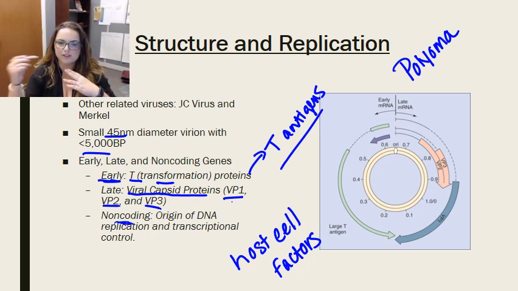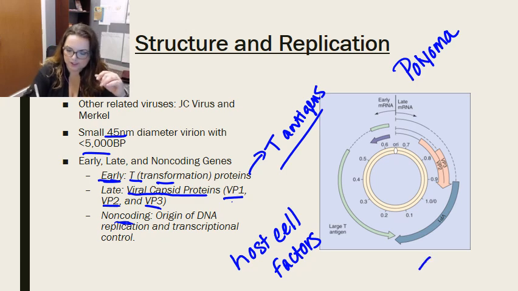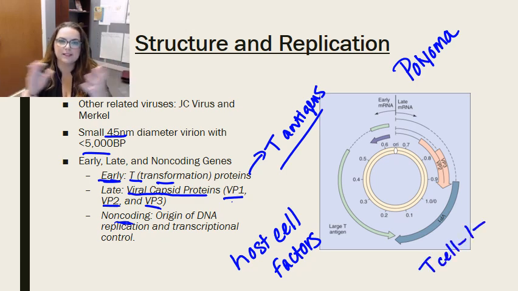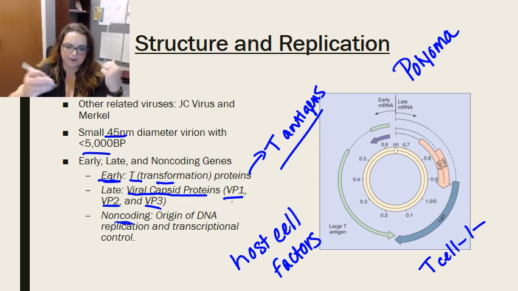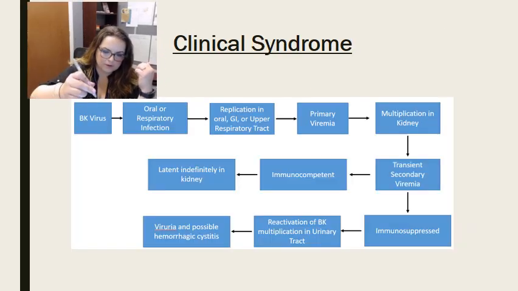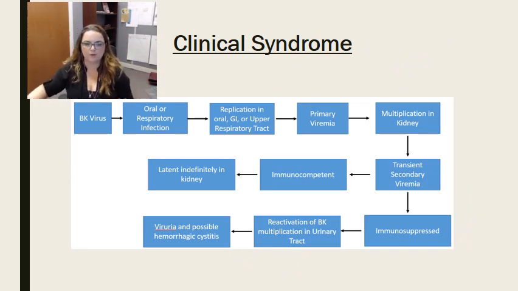When it tries to replicate, it's blocked by immune cells. But therefore, when you have a T-cell deficient patient, like a patient with HIV or AIDS or a transplant patient, we can see a reactivation of the virus. And the place we see this reactivation of the virus the most is in the kidney. So let's talk about how this happens.